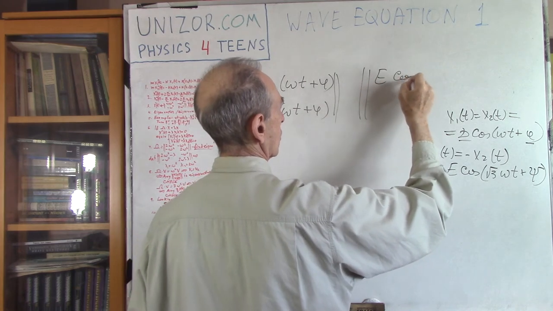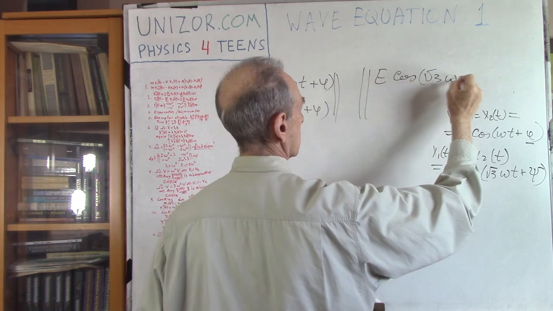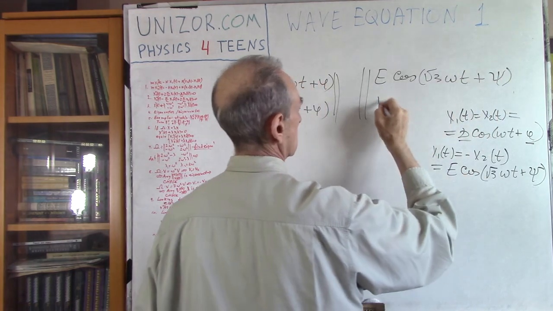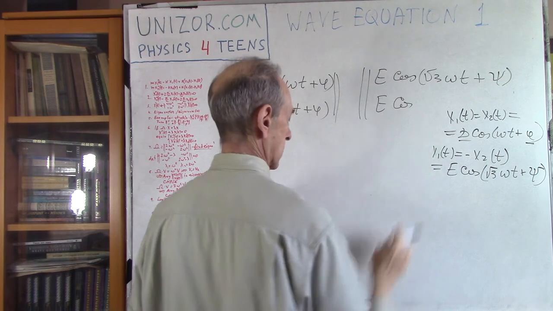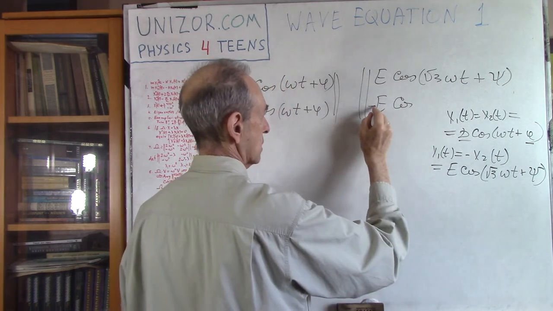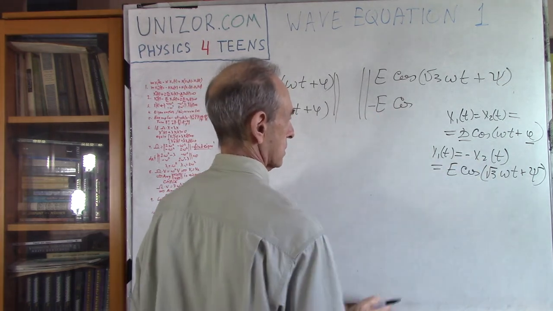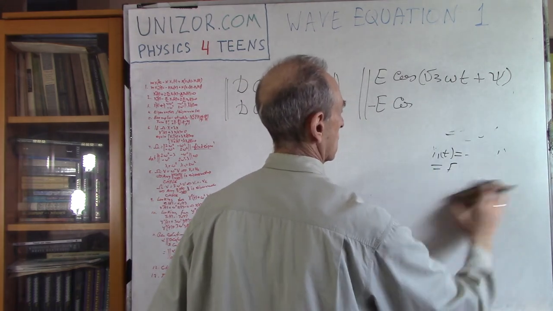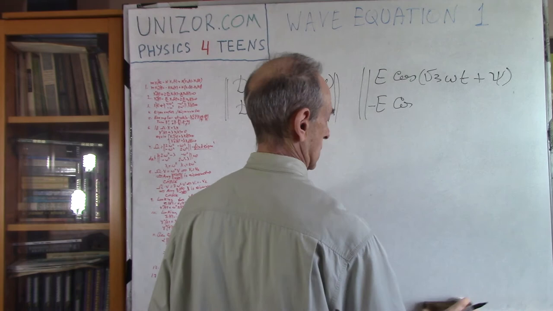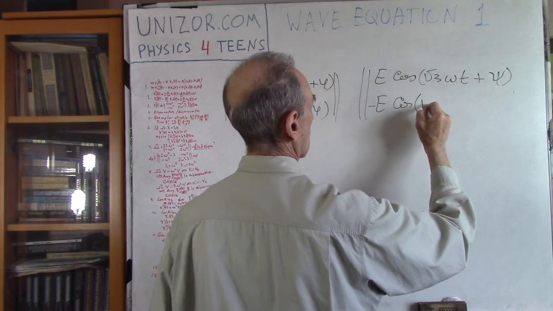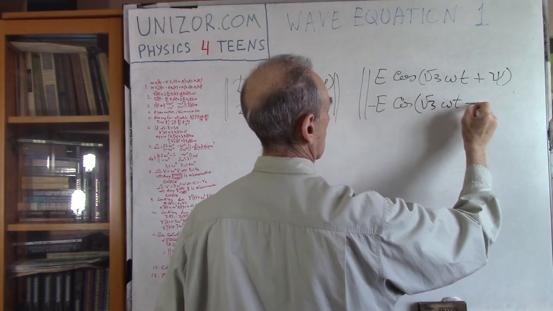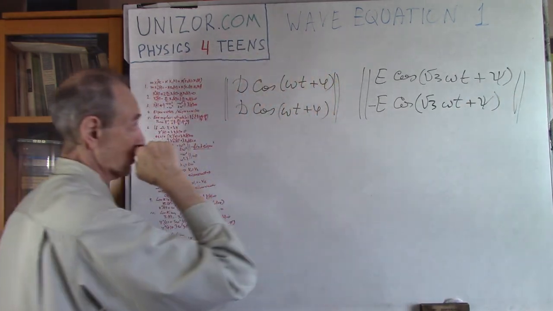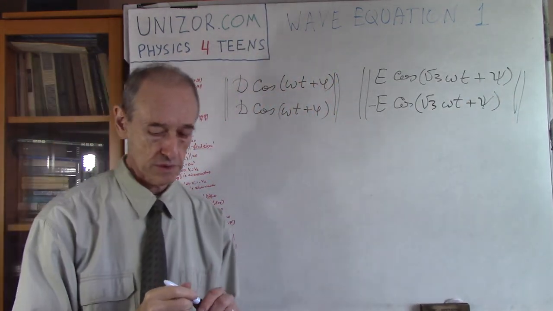E cosine square root of 3 omega t plus psi, E, minus, sorry, now it's minus E. They are opposite. So I have two solutions, two partial solutions.